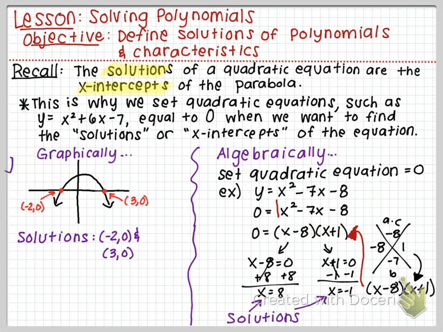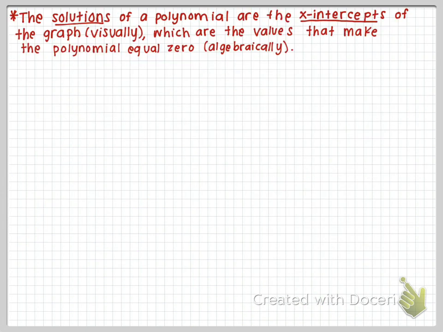All right, so both of those are solutions: (8, 0) and (-1, 0). If we were to graph that, it would look something like this over here, and we'd see the two zeros, (8, 0) and (-1, 0), on the graph. So those are two different ways to find solutions or zeros. The solutions of a polynomial are the x-intercepts of the graph visually, which are the values that make the polynomial equal 0, which is algebraically.